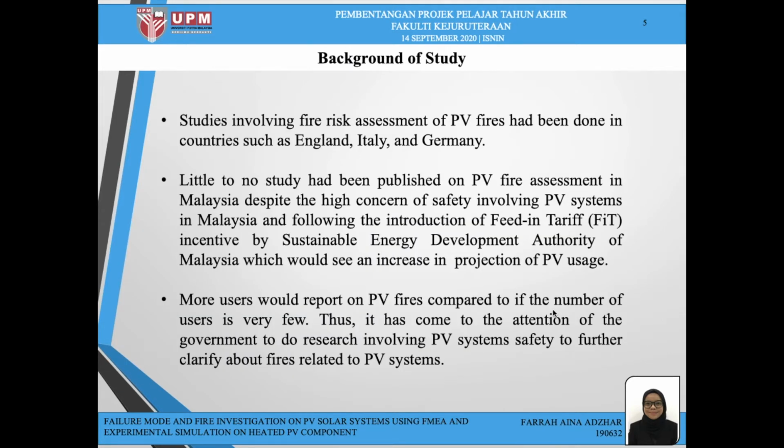Studies involving fire risk assessment of PV fires have been done in countries such as England, Italy, and Germany, but unfortunately, little to no study has been published on PV fire assessment in Malaysia, despite the high concern of safety involving PV systems in Malaysia. More users would report on PV fires compared to if the number of users is very few. Thus, it has come to the attention of the government to do research on PV system safety to further clarify about PV-related fires.